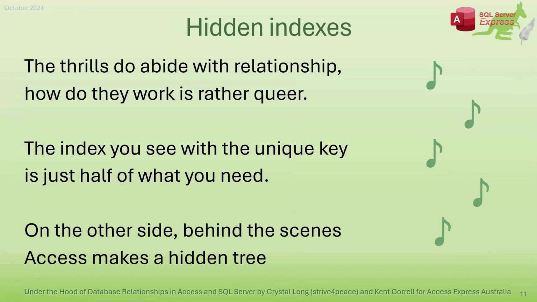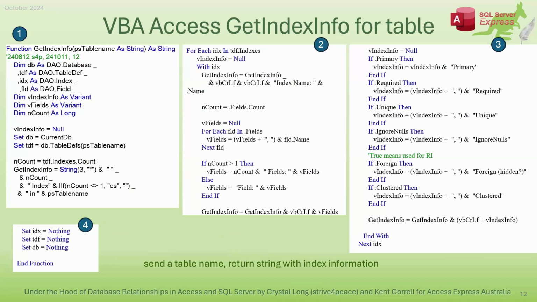And the purpose of this little ditty is just to hammer home that when you have a relationship with referential integrity, you have to have an index on both sides of the relationship to make that relationship work in Access. Now, it's different in SQL Server.